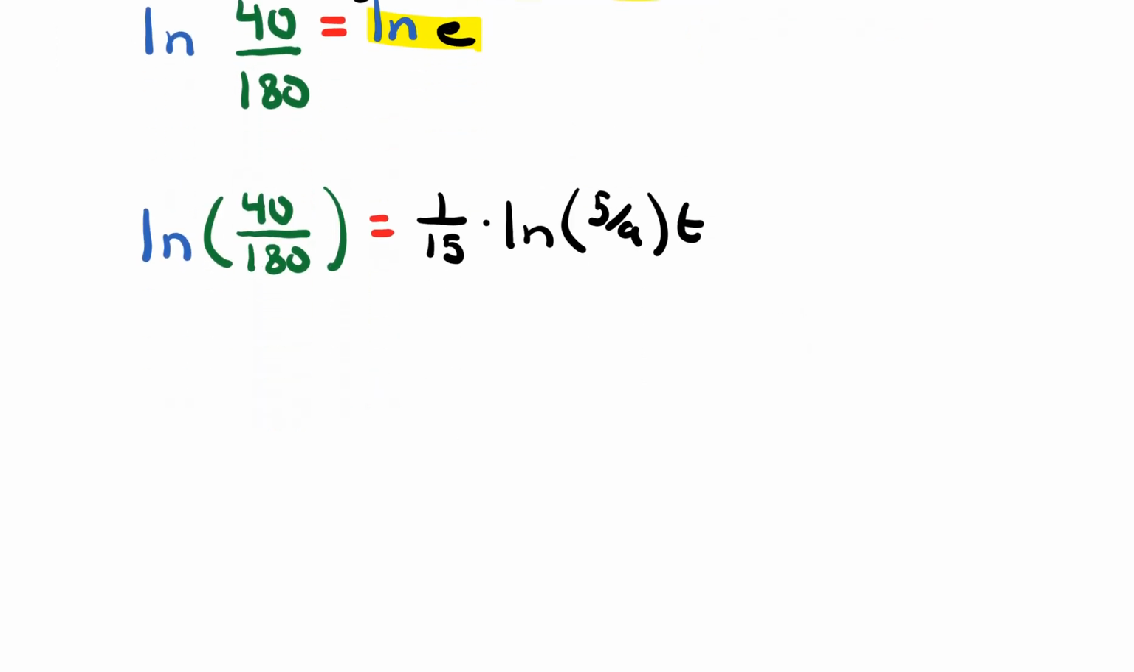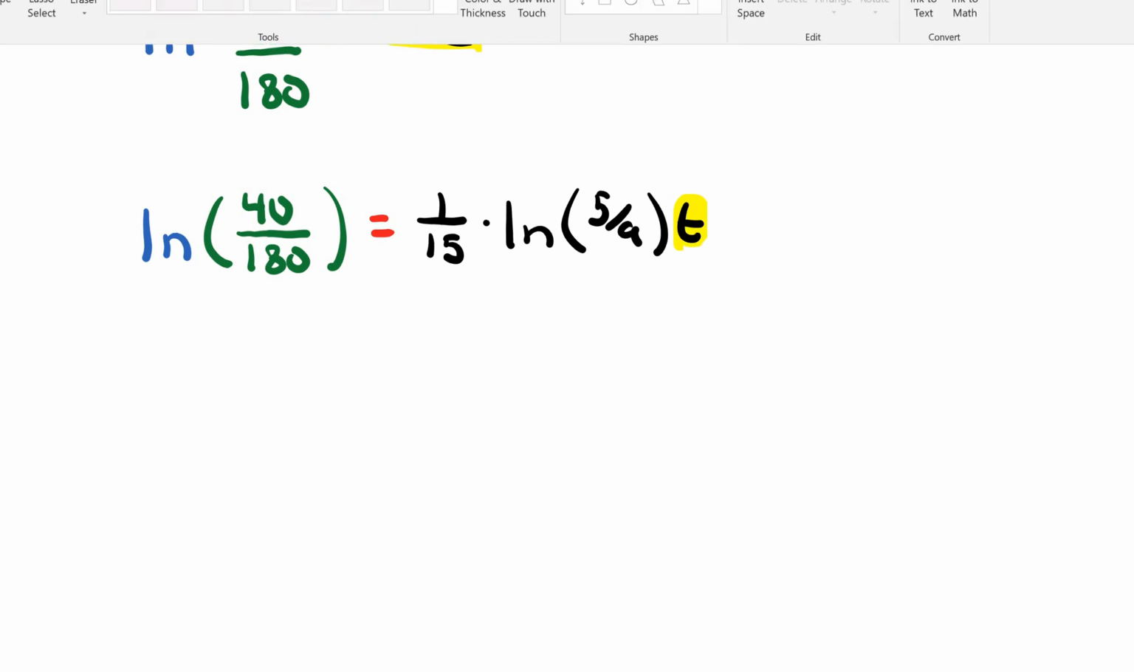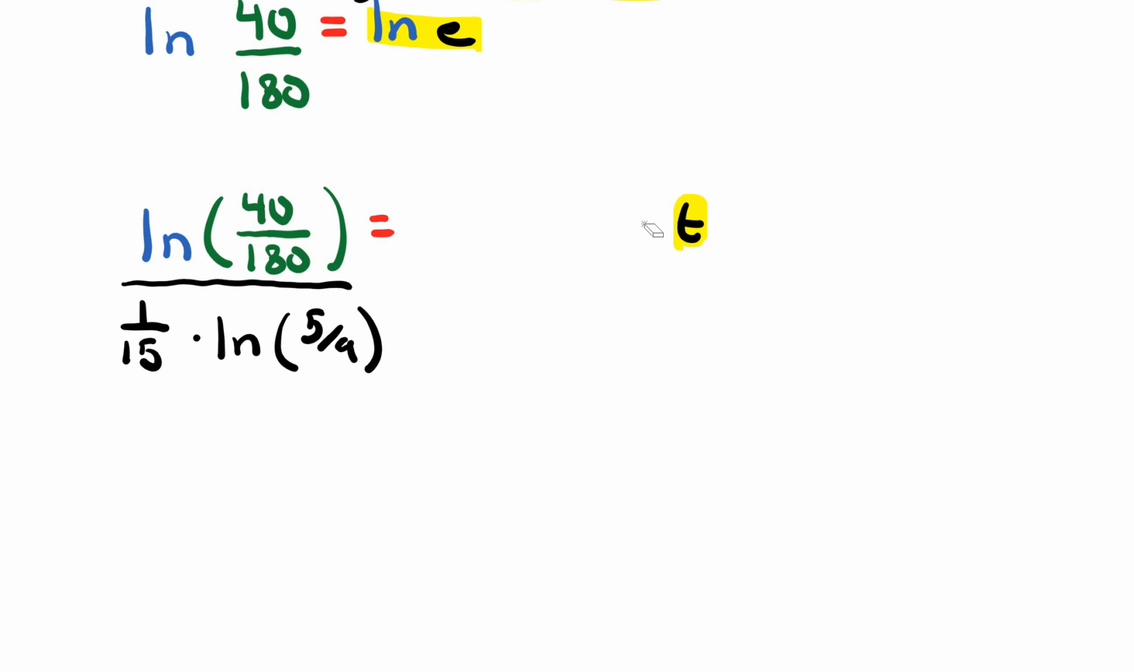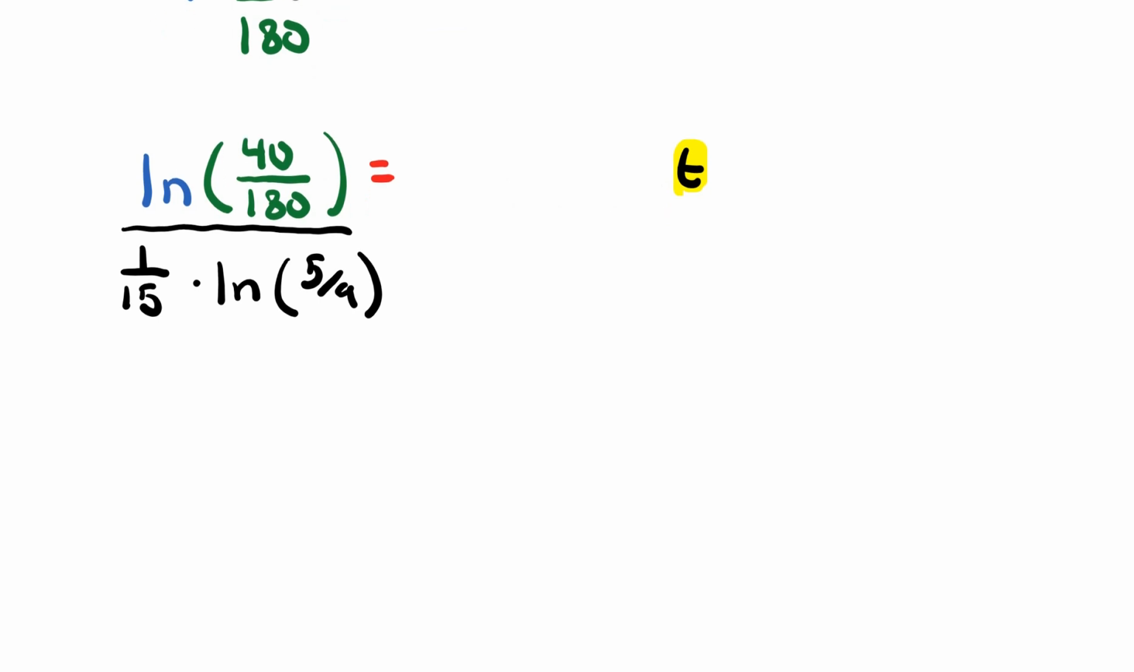Then I need to solve for t, so I can divide both sides of the equation by this expression right here. I divide by 1 over 15 times ln of 5 over 9, and that's what my t value would equal. Once again, when you have an expression like this, I didn't do a good job on the previous example, but I would put this into your calculator first. Let's see if I can do that correctly this time.